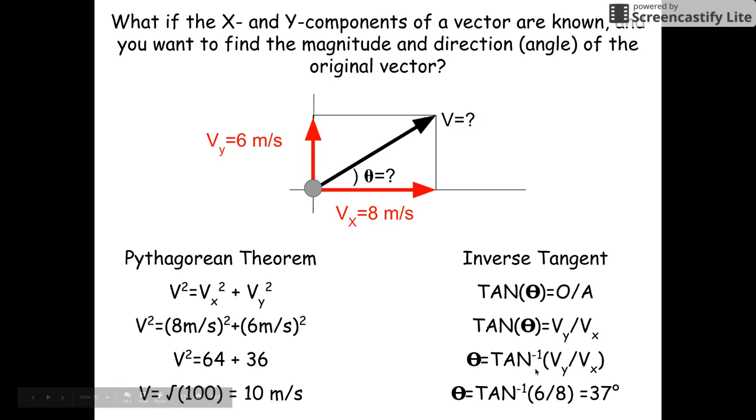On your calculators, you probably have to hit the second button and then tangent to make it inverse. And then in parentheses, you would put Vy divided by Vx, which in this case would be 6 divided by 8. You can try that right now. If you take the inverse tangent of 6/8, or 0.75, you should get a 37-degree angle. And remember, that was the angle that we assumed in the first part of this. So there you have it. We actually do need to use all three of the trig functions, sine, cosine, and tangent. We use sine and cosine when we resolve a vector into components, and we use the tangent when we're trying to find the angle of the vector when we know its components.